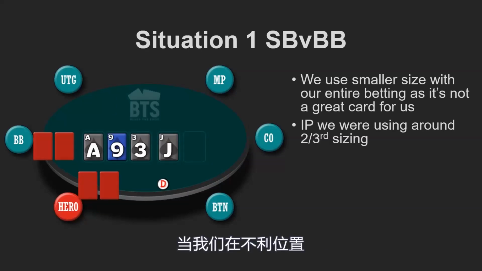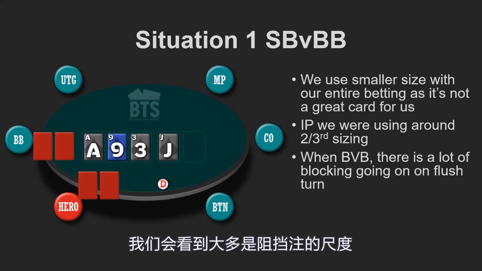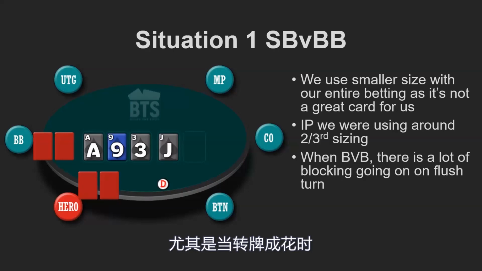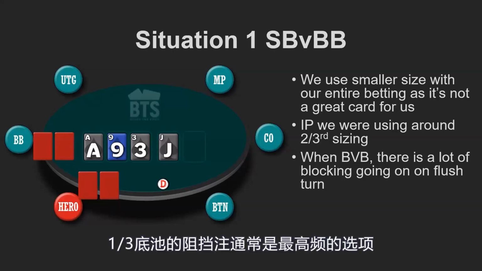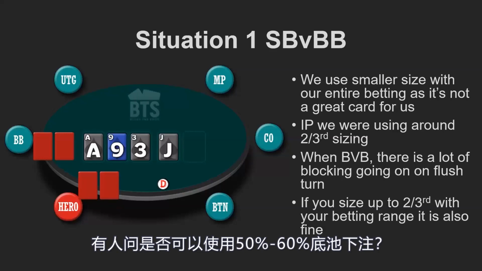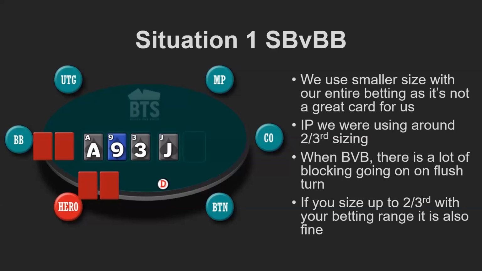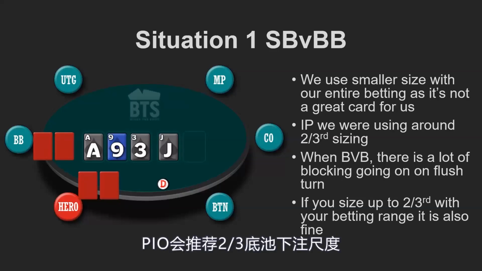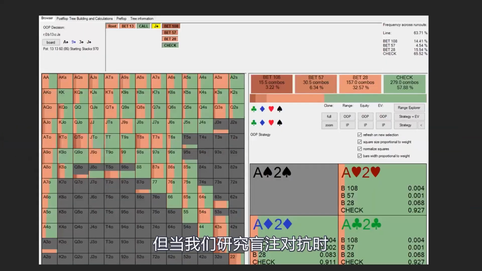now we are out of position. We see that there's a lot of block betting going on, especially on flush turns. There's a lot of blocking, like 1/3, especially on some turn cards. Andre, if you want to size up and bet something like 50% or 60%, I think it's fine. It's quite surprising. We see that on the button versus big blind, it only prefers a 2/3 sizing. But once we get to the blind versus blind situation, it's mostly going to be the block betting going on.